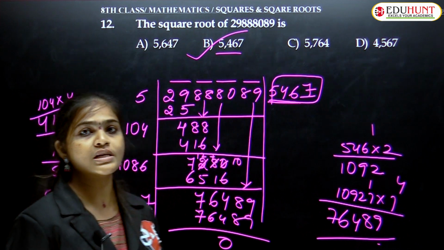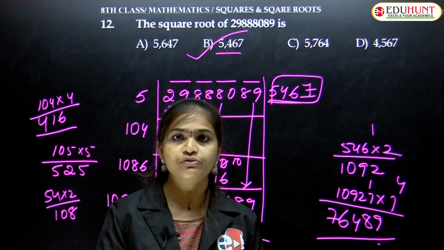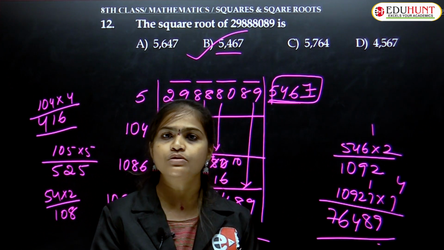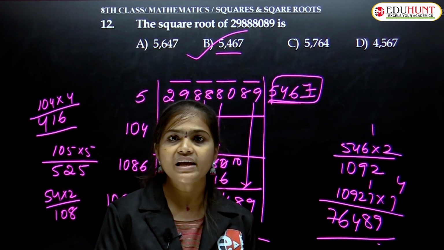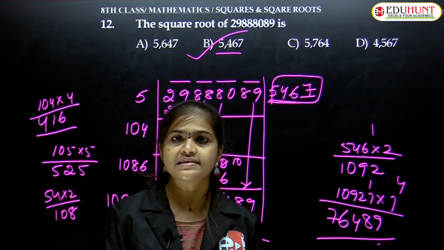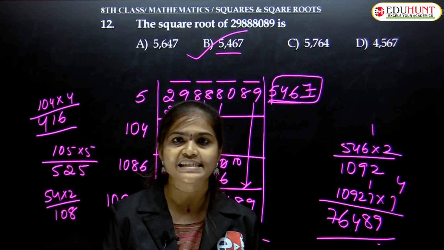So these are the questions given in worksheet 2 from squares and square roots. So up to here the squares and square roots concept is completed. Next we have cubes and cube roots. Okay, children, we will discuss cubes and cube roots in the next video.